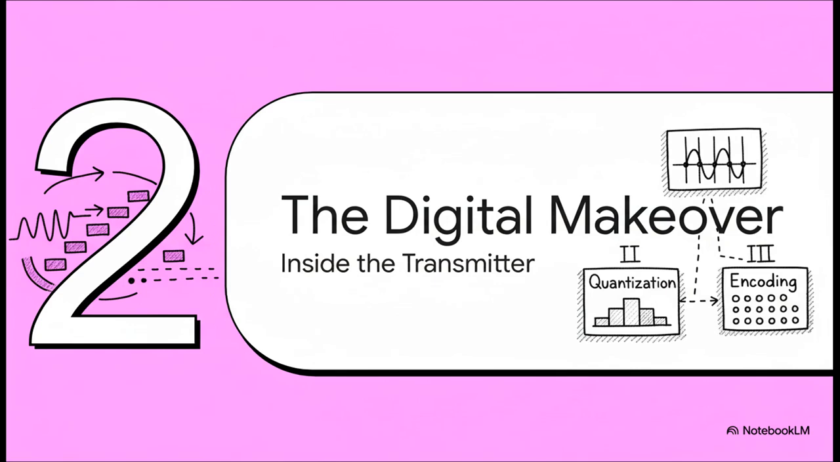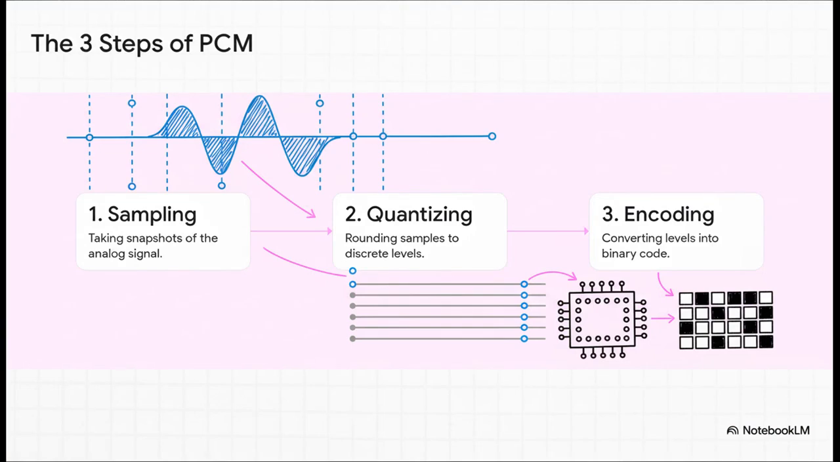Okay, so how does this digital makeover actually happen? Well, it all kicks off inside what we call the PCM transmitter. This is where a really cool three-step transformation takes place. The whole process boils down to three crucial steps: sampling, quantizing, and encoding. Imagine it's like a little factory assembly line that takes that smooth analog wave and rebuilds it, piece by piece, into a stream of digital data. Let's break down each one.